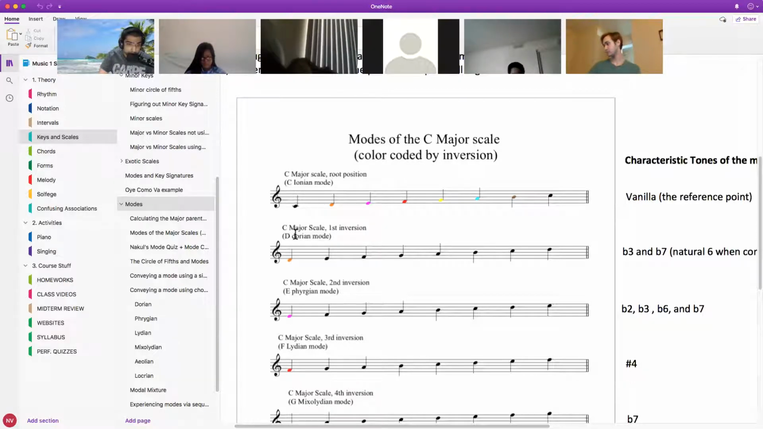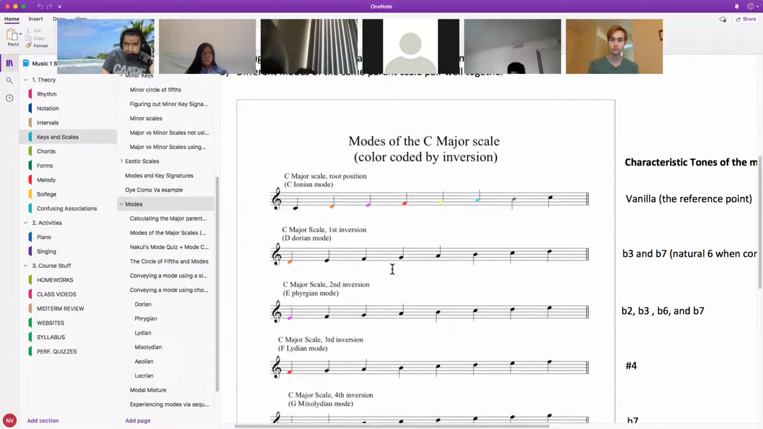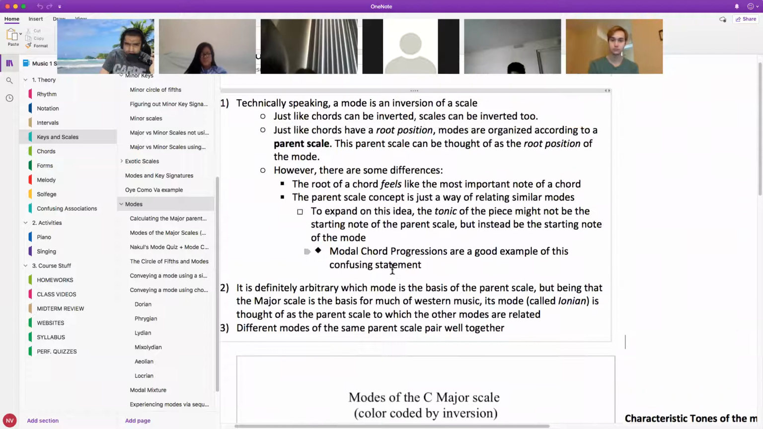I could have stopped here, but there's actually a lot of deep things to say about this. There's also a lot of mundane stuff that you're going to have to learn how to do. For instance, on the homework, you're going to have to figure out the parent scale of any mode that I give you. And there's a process for doing that.